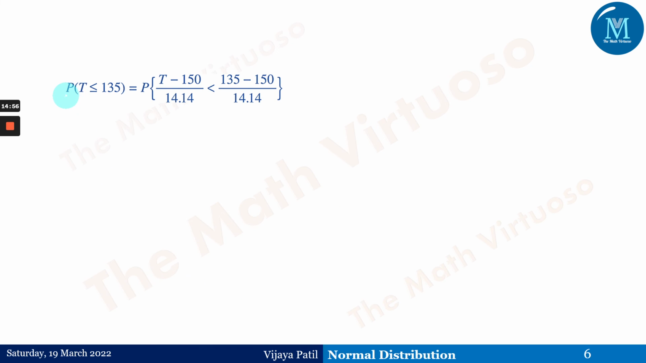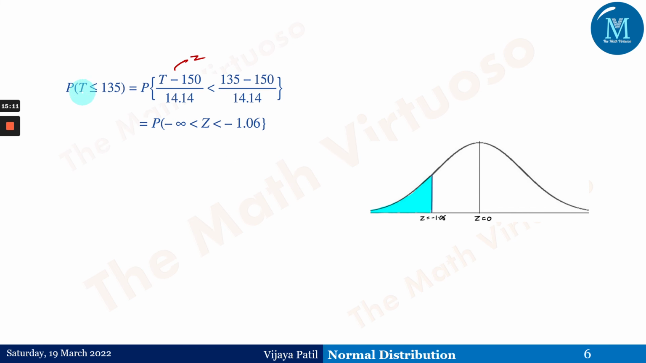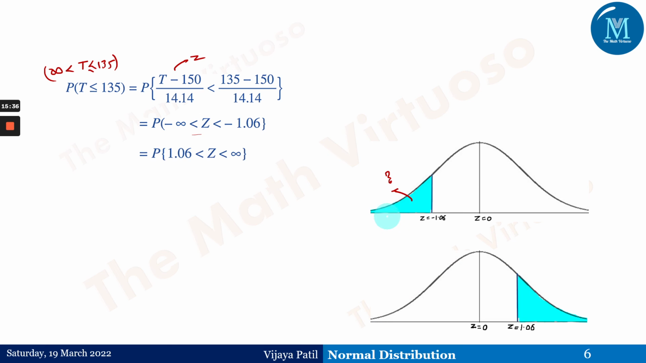First part. Now if you observe probability t less than or equal to 135, that is all the values which are less than 135. So again we are trying to convert this into z, and here we have minus infinity, because as I have told you, t is less than or equal to 135, so it is moving till minus infinity. That means we need this shaded area. But because of the symmetry of the curve, we can have the same area here.